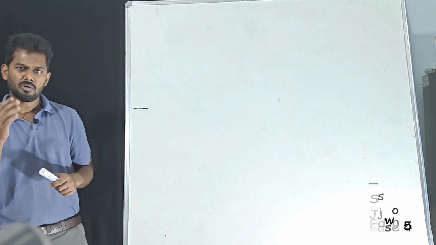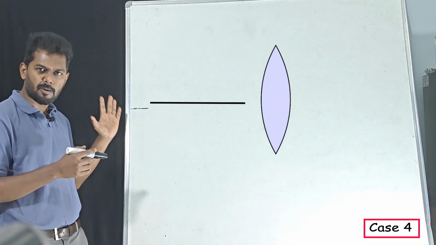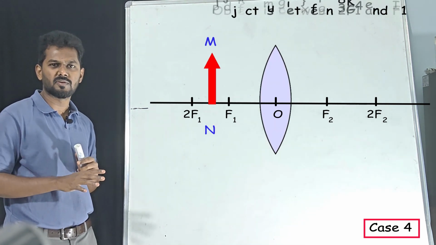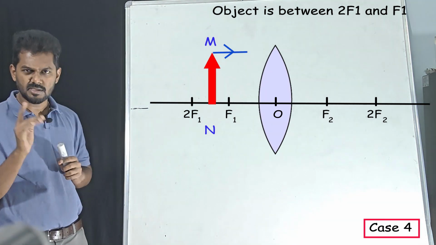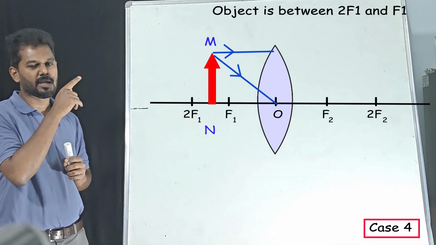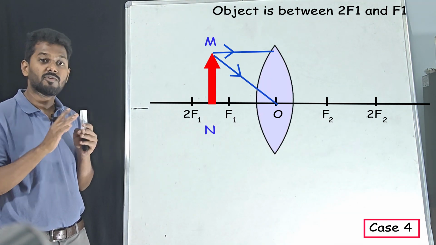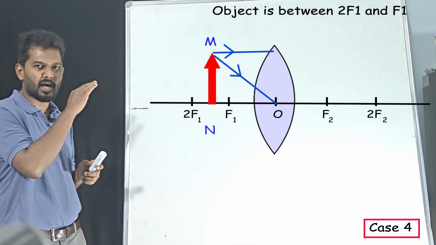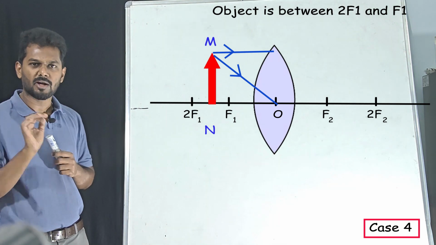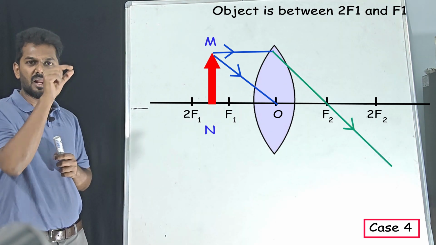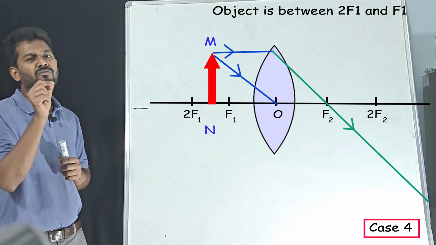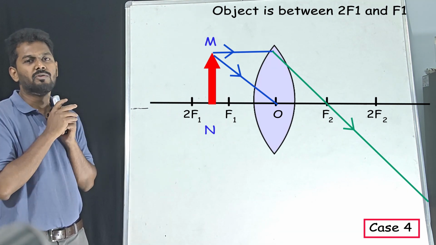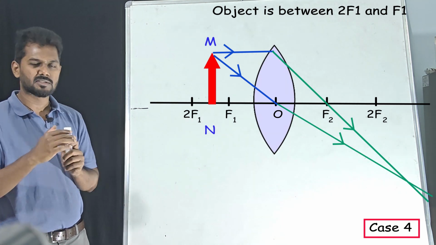Now we have learned everything about case 4. Here the object is kept between 2f1 and f1. So what are the possible rays we can expect? One parallel to principal axis, one passing through optic center. Any two rays we can take out of 3. Which are those 3? We learnt in the beginning of this chapter. Any two we can take. So now if it is parallel to principal axis, what happens? It will pass or converge through f2, correct? Then if it is passing through optic center, what happens? Without deviation, it passes straight.